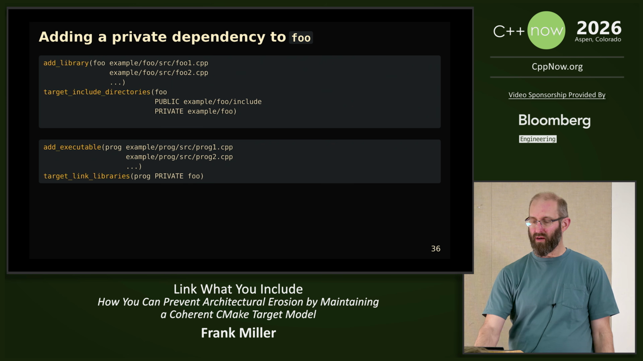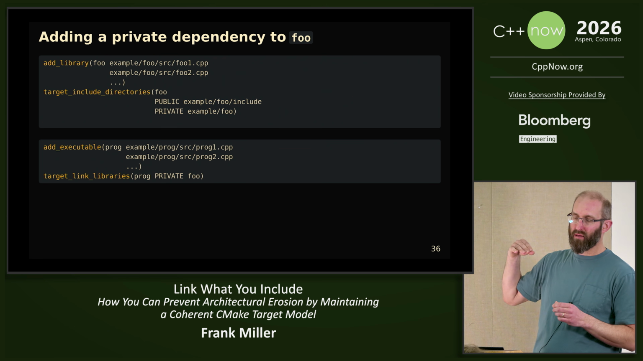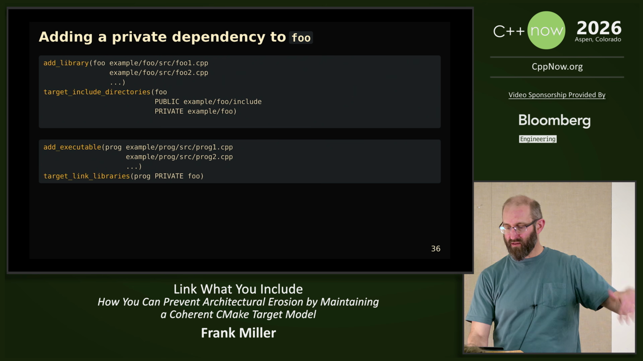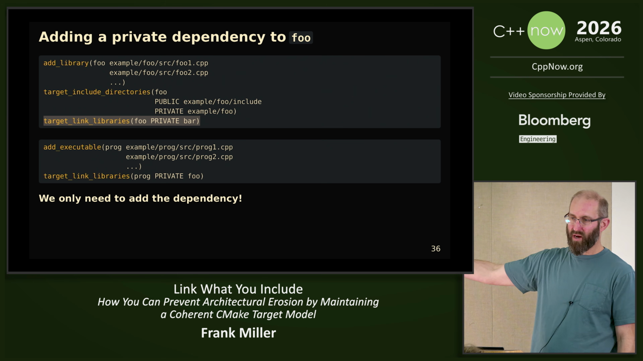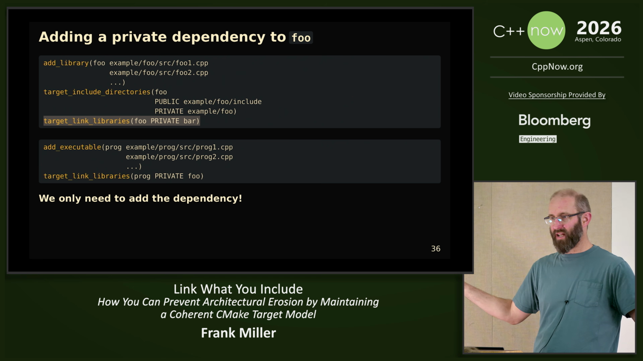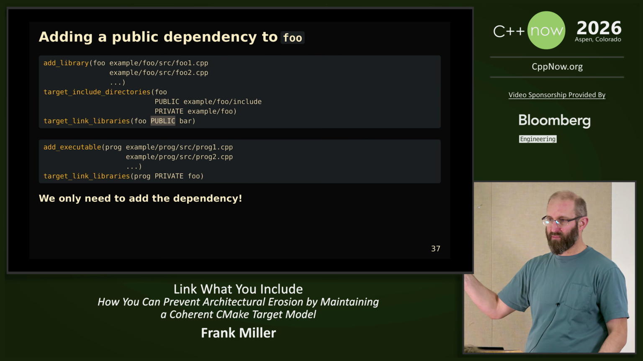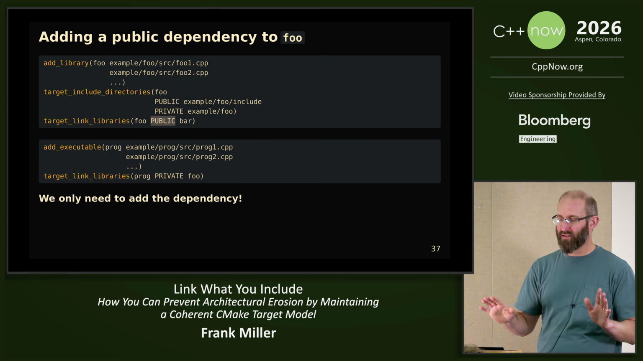Now, if we go back to our extension, right? So this is what we have now for our CMake, and we're going to imagine adding a private dependency to foo, right? So in that case, remember what we had to do before? We had to tell prog about the foo static library, but here all we have to do is target link libraries foo private bar, right? We just say foo depends on bar, and we're done. We just need to add the dependency, right? And if we're going to do the public dependency, all we have to do is just change that private to public. It's now a public dependency. That's all we have to do. CMake does the rest. It's fantastic.